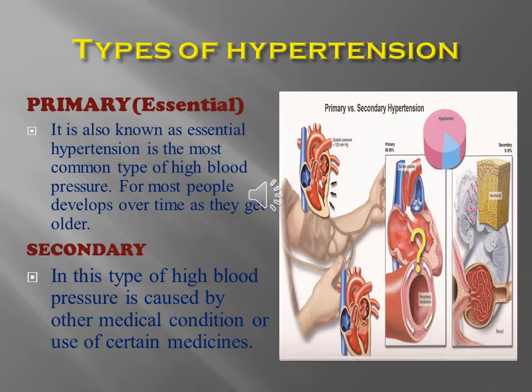Now, what are the types of hypertension? The first one is primary hypertension. It is also known as essential hypertension. It is the most common type of high blood pressure, which for most people develops over time as they get older. The next one is secondary hypertension. This type of high blood pressure is caused by another medical condition or use of certain medications.